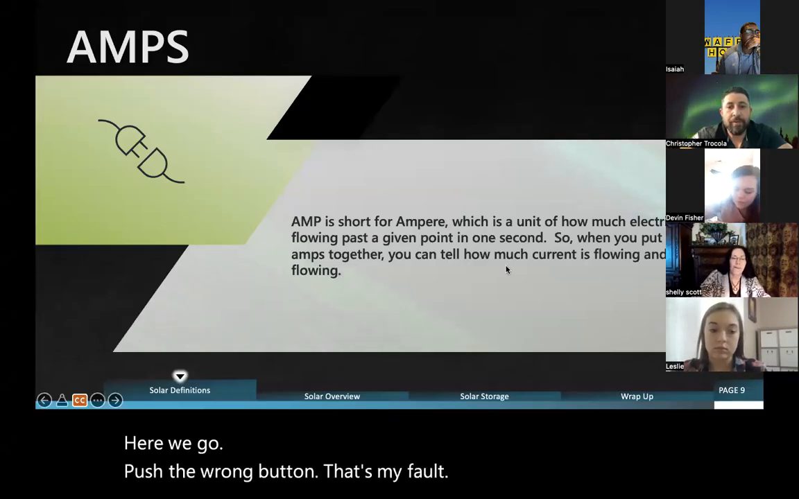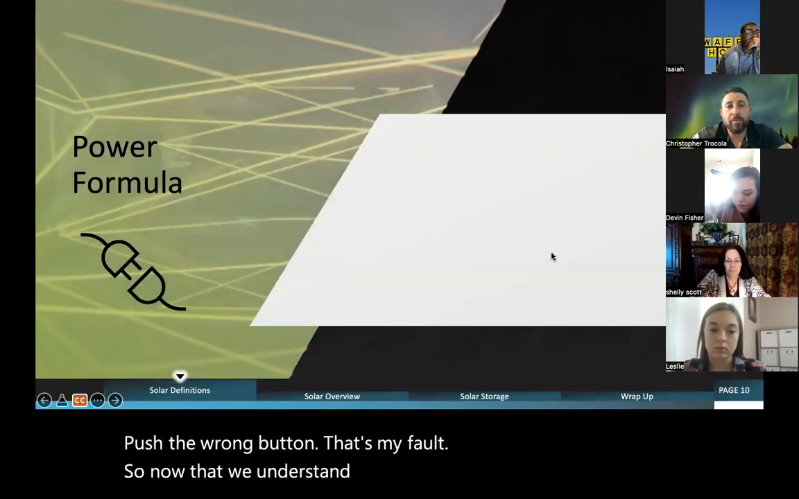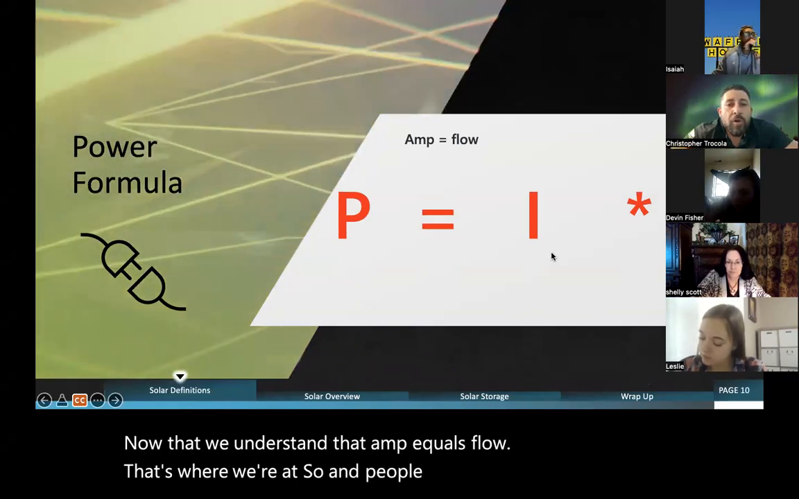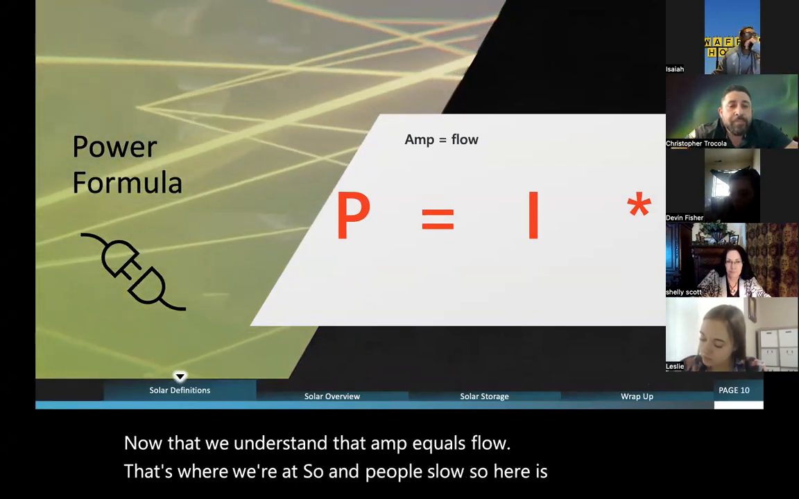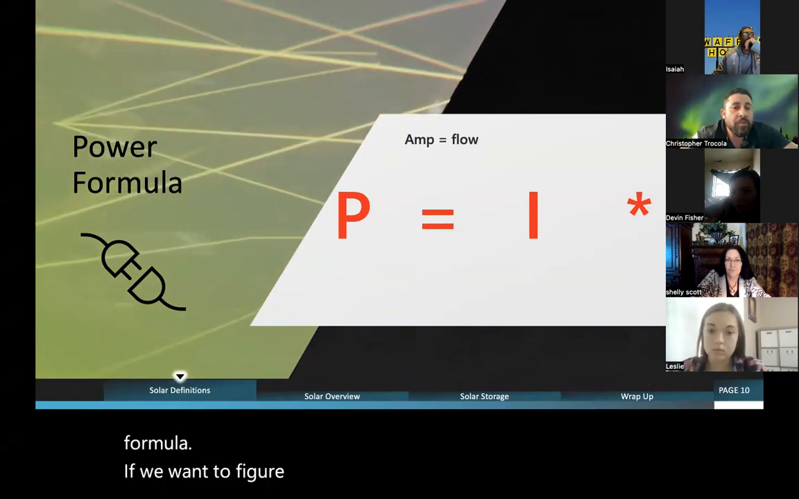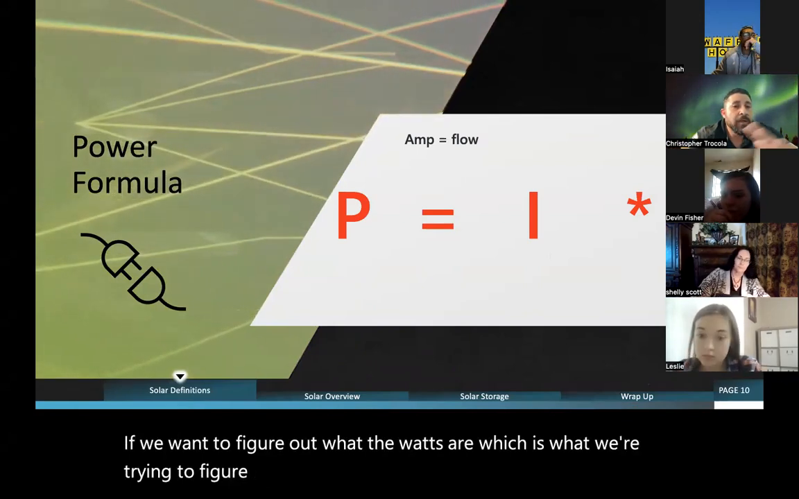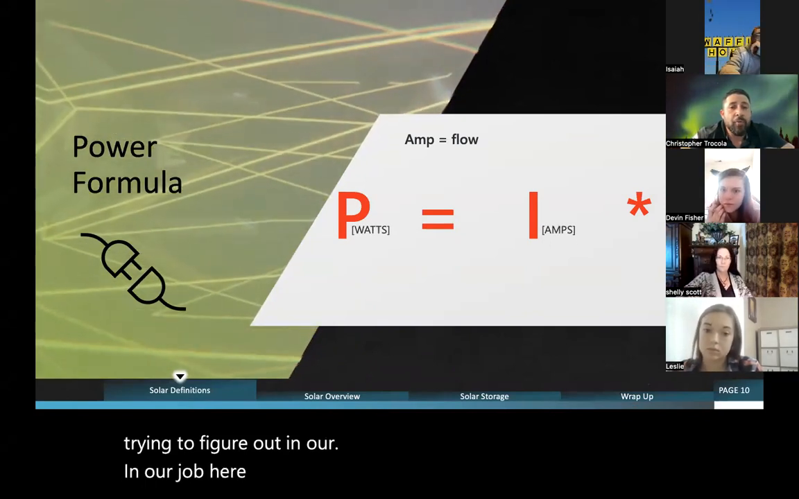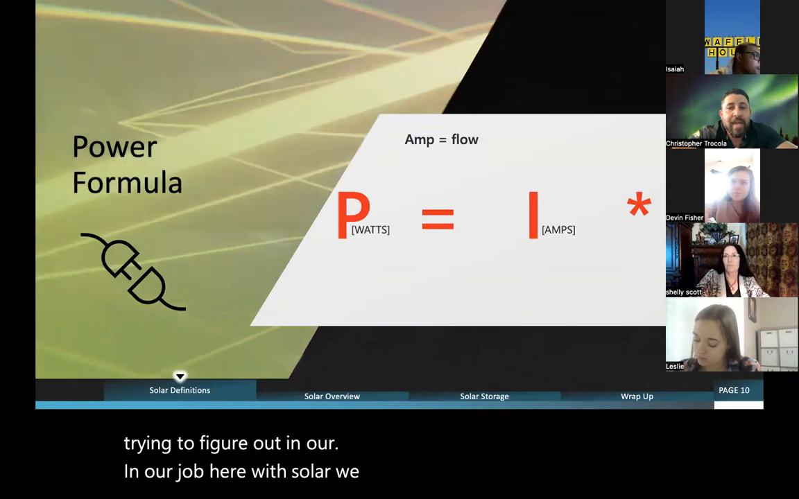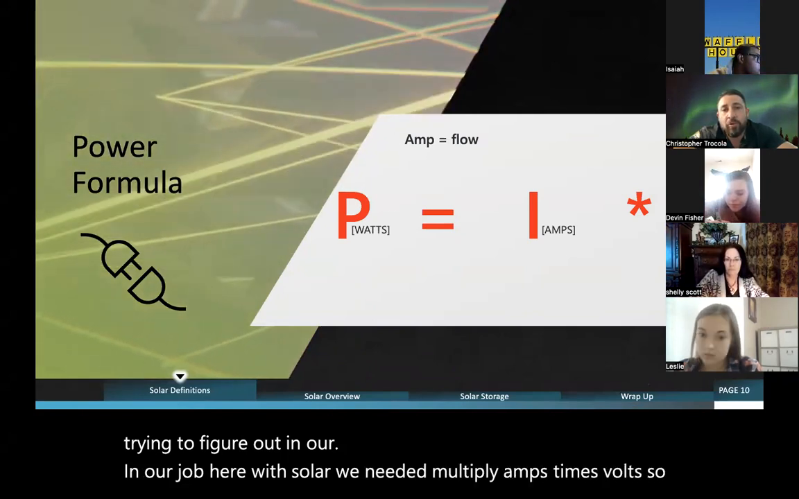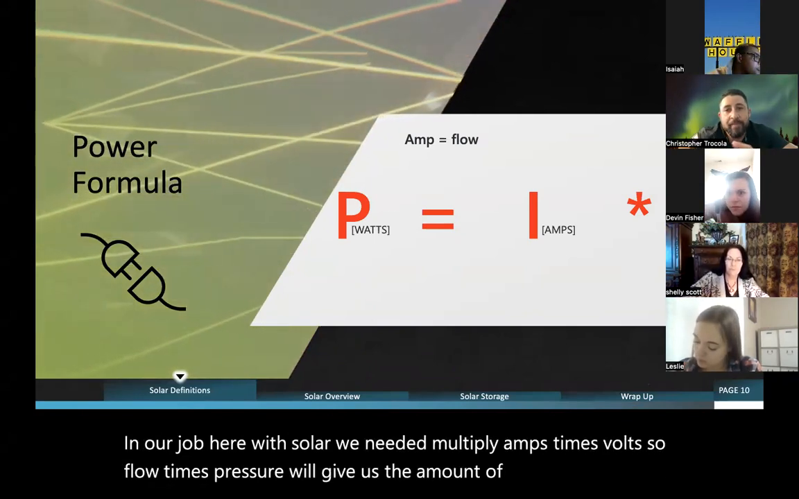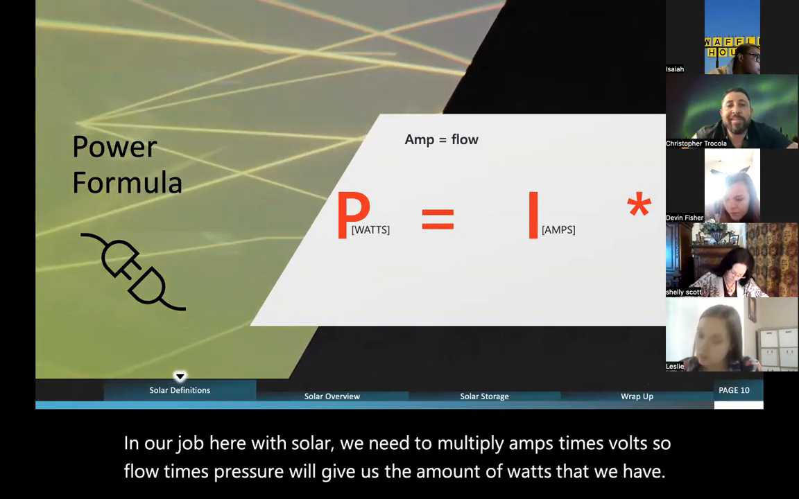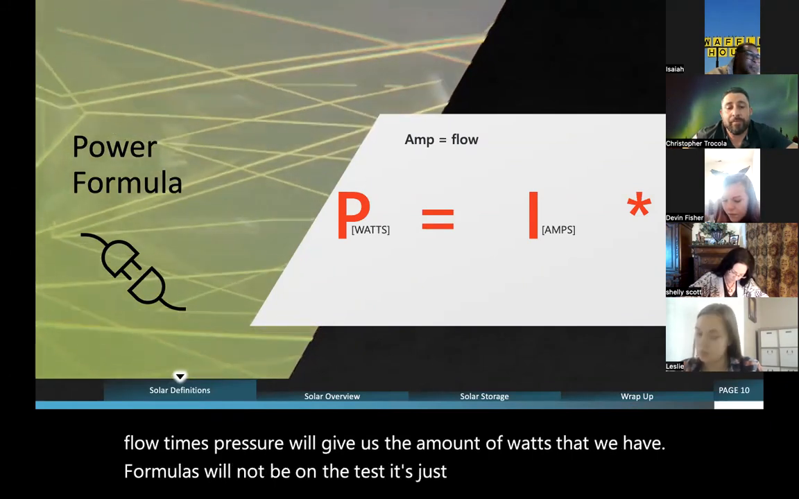Okay, so now that we understand that amp equals flow, that's where we're at. So amp equals flow. So here is the power formula. If we want to figure out what the watts are, which is what we're trying to figure out in our job here with solar, we need to multiply amps times volts. So flow times pressure will give us the amount of watts that we have. Formulas will not be on the test. It's just good to know.